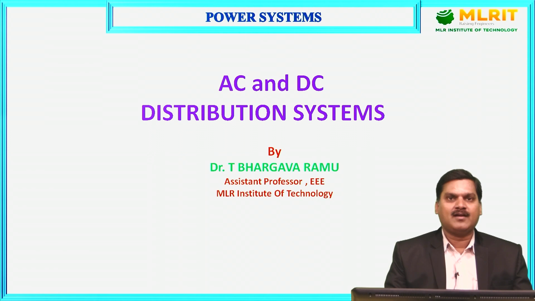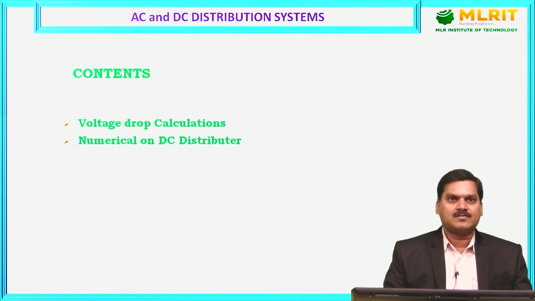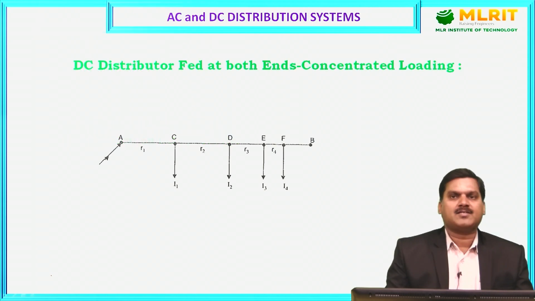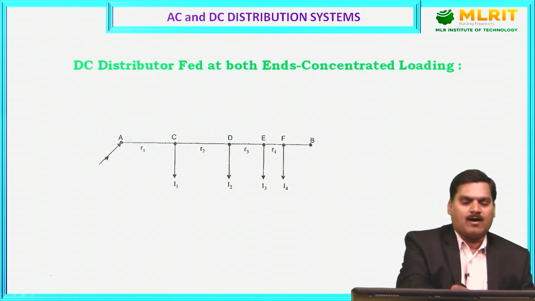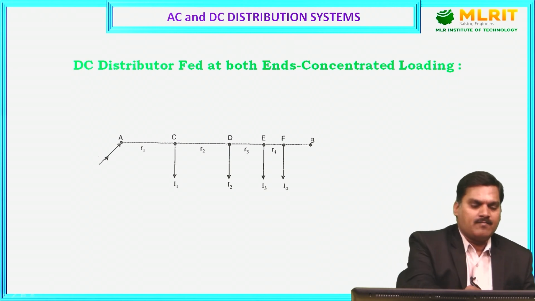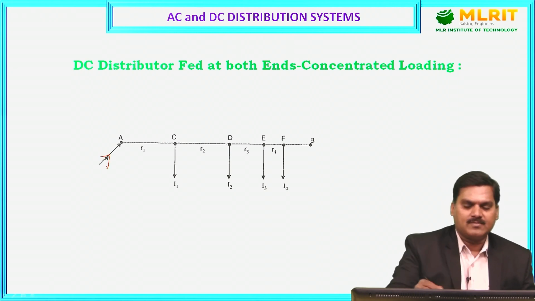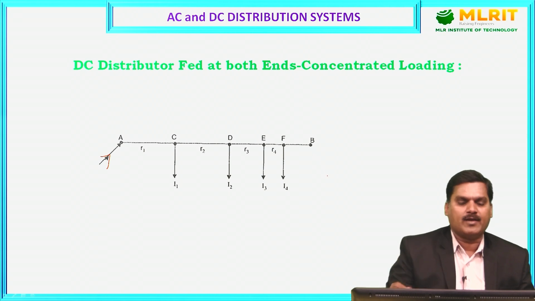Hello everyone, in today's session we will discuss a numerical problem on AC and DC distribution systems. In this we will calculate voltage drop by taking one numerical problem on a DC distributor. In the previous session we saw a numerical problem on a DC distributor which is fed at only one end. The second end is not feeding any voltage.